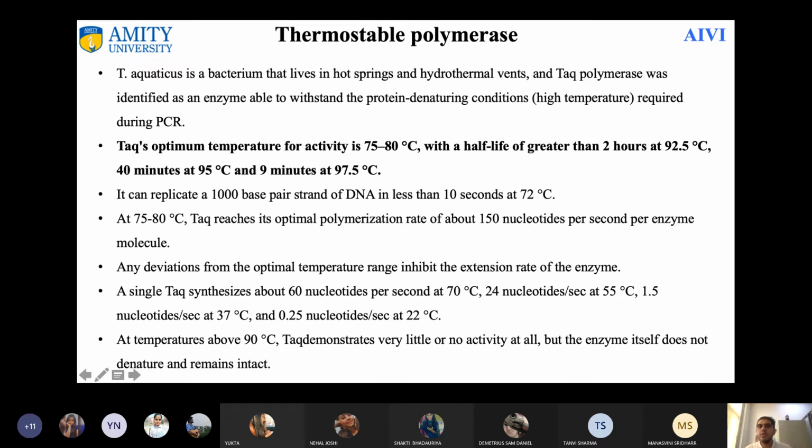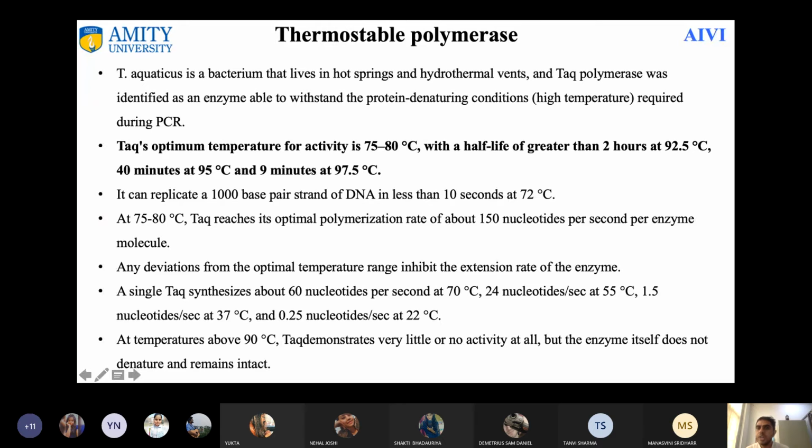Okay, so here we are talking about the thermostable, and the first thermostable enzyme that was described is the Taq, that is the Thermus aquaticus DNA polymerase. It has an optimum temperature of 75 to 80 degrees Celsius. Hence, if you give a temperature between 75 to 80 degrees Celsius, it is going to work very well. It also has stability up to 95 or 97 degrees Celsius.